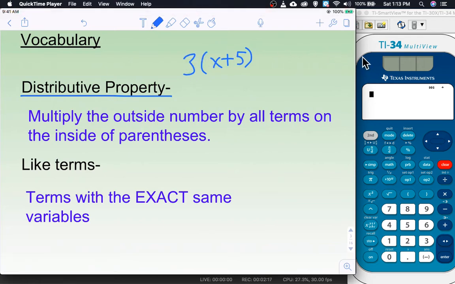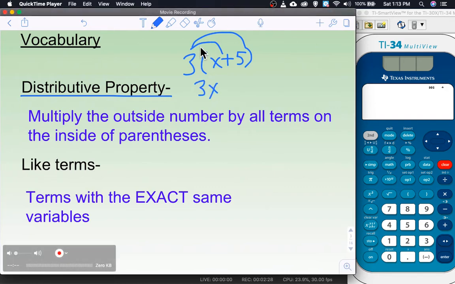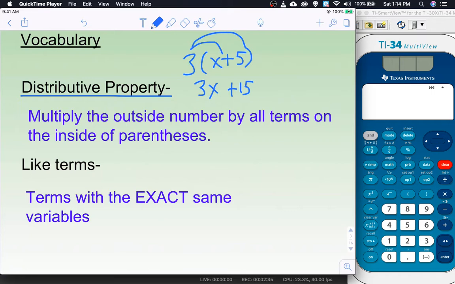A lot of times you'll see people draw, I call them drawing rainbows. You draw your rainbows and multiply. 3 times the x is 3x. 3 times the 5, 3 times 5 is a positive 15. That's your distributive property. Its main usage is to get rid of parentheses. And so when you get rid of those parentheses, then you can start doing other things like combining like terms, which is actually our next vocabulary word.